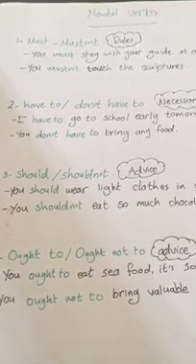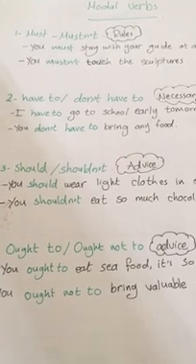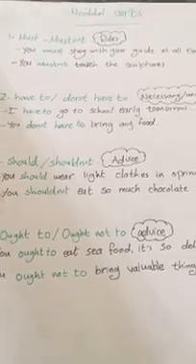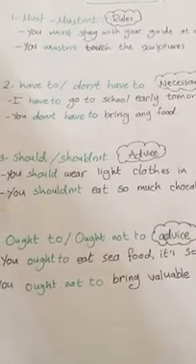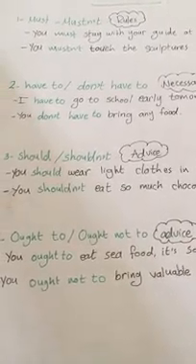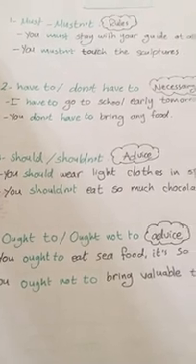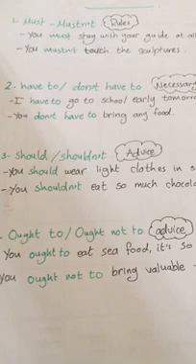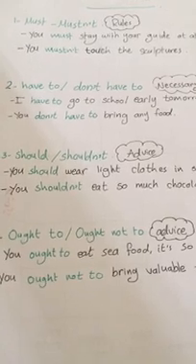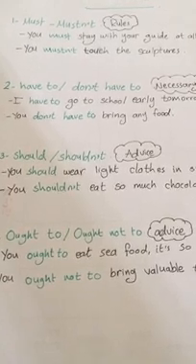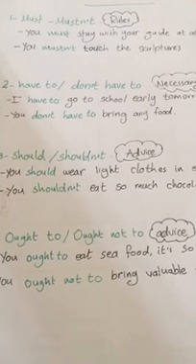Now let's talk about have to and don't have to. We use it to talk about necessary or unnecessary things. Let's look at the examples. When you say, I have to go to school early tomorrow, you mean that it's important to go to school. Okay? It means it's necessary to go to school early.